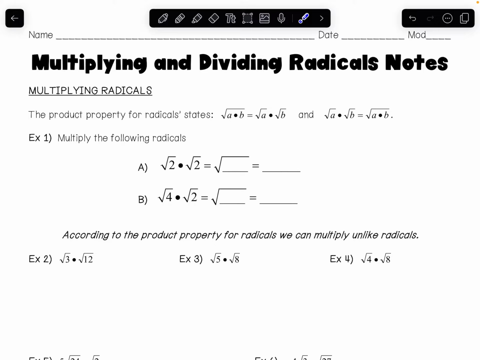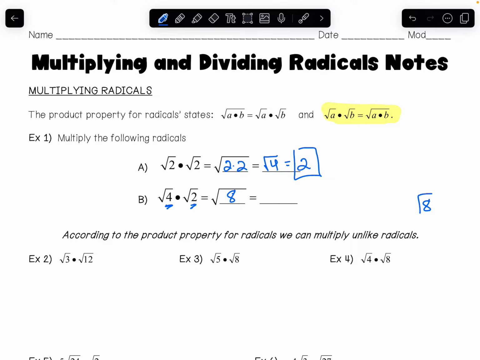So let's use this property right here to be able to multiply the square root of 2 times the square root of 2. The square root of 2 times the square root of 2 will be the square root of 2 times 2, which is the square root of 4. What is the square root of 4? 2. So here our answer is 2. On example B, the square root of 4 times the square root of 2, well, 4 times 2 will give me the square root of 8. And then from here, we can simplify the square root of 8.